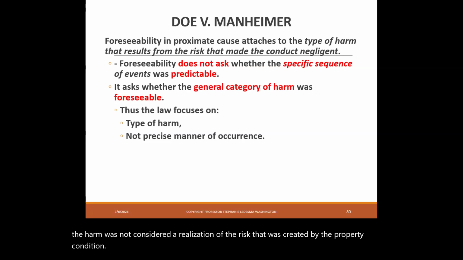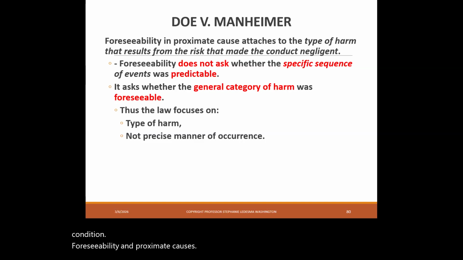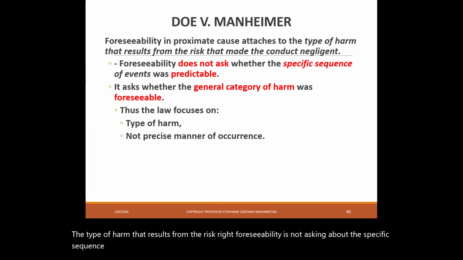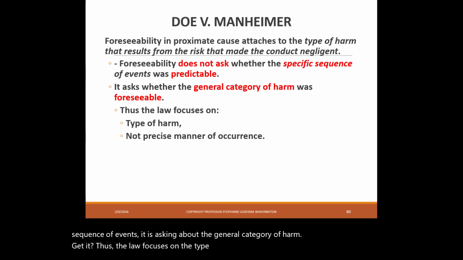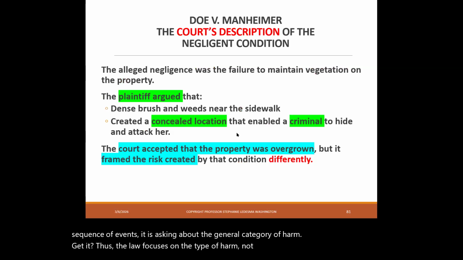Foreseeability in proximate cause cases attaches to the type of harm that results from the risk, right? Foreseeability is not asking about the specific sequence of events, it is asking about the general category of harm. Get it? Thus, the law focuses on the type of harm, not on the manner of the occurrence.